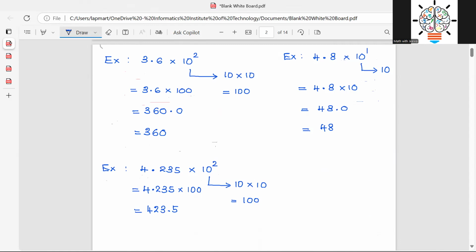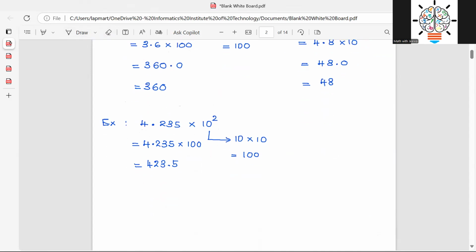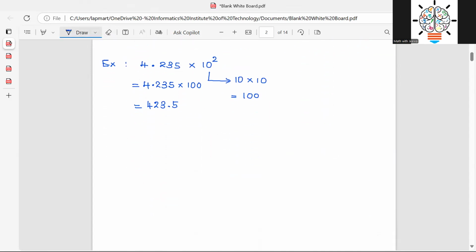I'll show you another example. Let's say you have 0.0025 multiplied by... I don't have enough space, therefore I'll move to the side here. Let's say you have 0.00235 multiplied by 10 to the power 3, children. What do you mean by 10 to the power 3? 10 multiplied by 10 multiplied by 10.